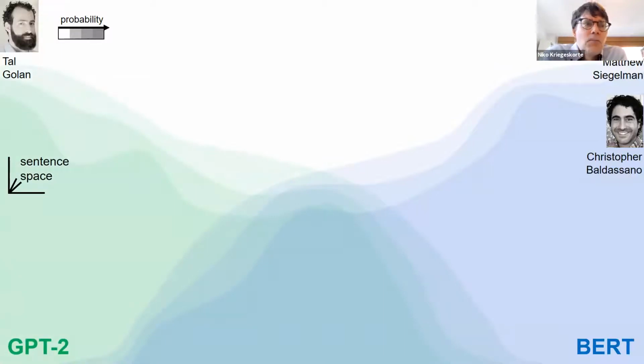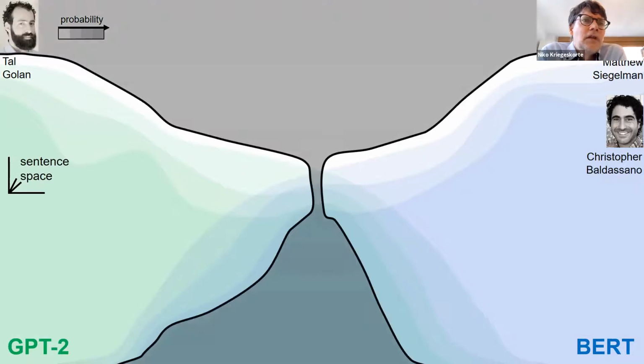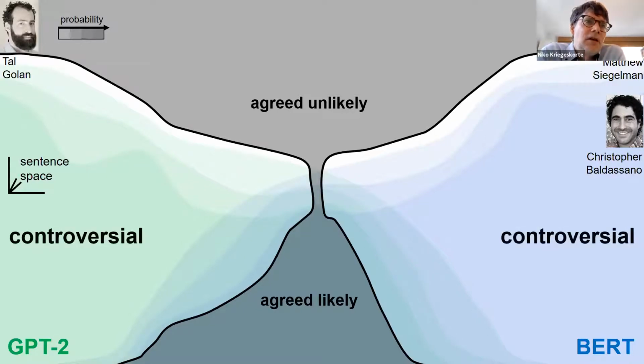Now, if we look at another model, let's say GPT-2, we get a different distribution. There is some region of agreement here. In the lower region here, both models agree that the sentence is likely. In the upper region there, both models agree that the sentence is unlikely. And in the other regions here, outside this agreement region, we have the controversial sentences, right? So these controversial regions of sentence space are the regions that are useful to us as scientists to adjudicate among the models.